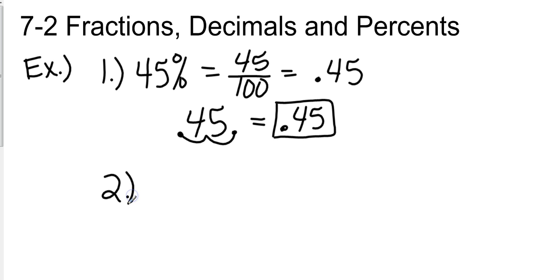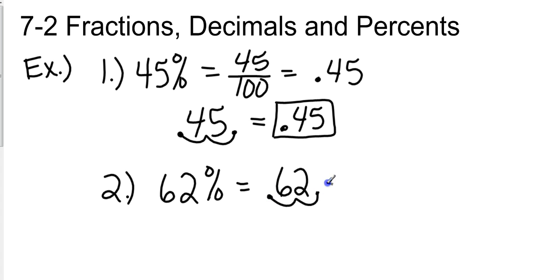So if I took 62%, again, I could just take that 62, place the decimal where it should be, and then move that decimal over 2 places for an answer of 0.62. Again, that's pronounced 62 hundredths.